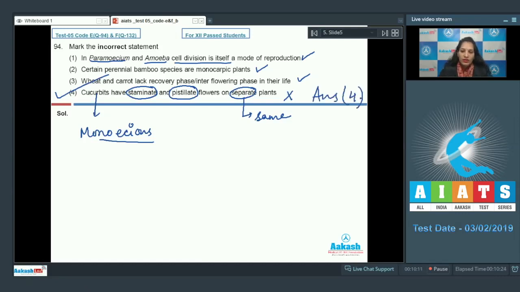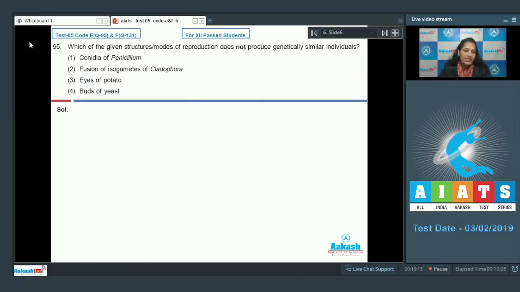Let's move on to the next question. Question number 95. Which of the given structures, modes of reproduction, does not produce genetically similar individuals? First option, conidia of penicillium. Second, fusion of isogametes of cladophora. Third, eyes of potato. Fourth, buds of yeast.